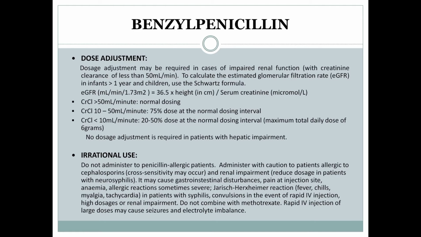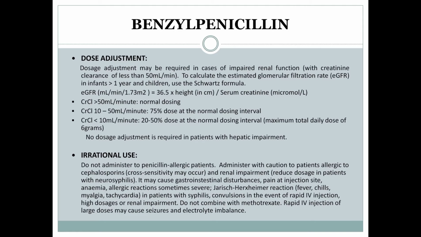Now, dose adjustment, which may be required in the case of impaired renal function. To calculate the estimated glomerular filtration rate, we use Schwartz's formula, which is eGFR equals 36.5 multiplied by height in centimeters upon serum creatinine in micromoles per liter.